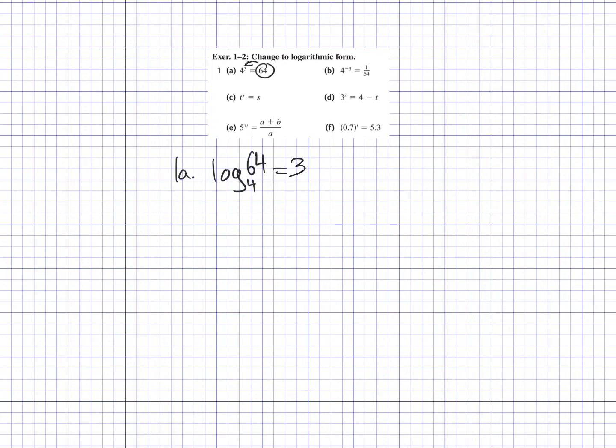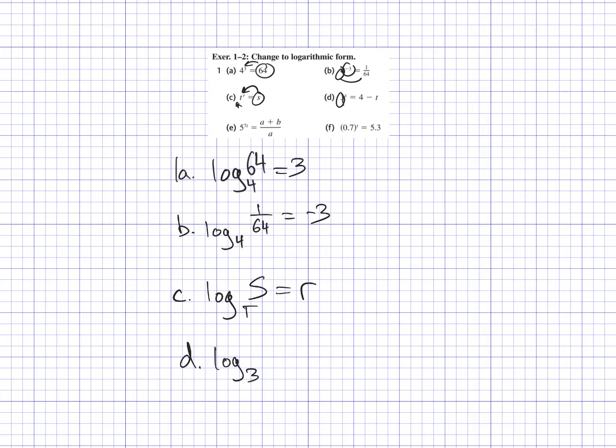All right, so now part B, again, the base, log base 4 of 1/64th, the answer is always equal to the exponent, -3. And C, the base is t, okay, so log base t of the answer, s, is equal to the exponent, r. And D, that's our base, so log base 3 of 4 minus t, so let's make sure it's a group there, is equal to the exponent.